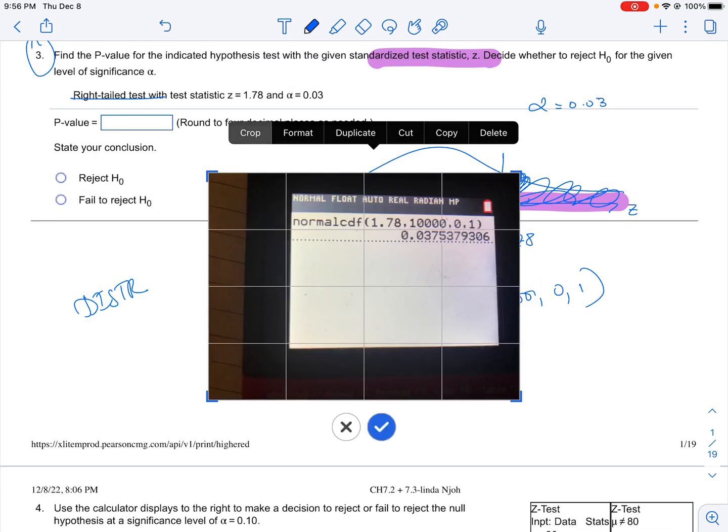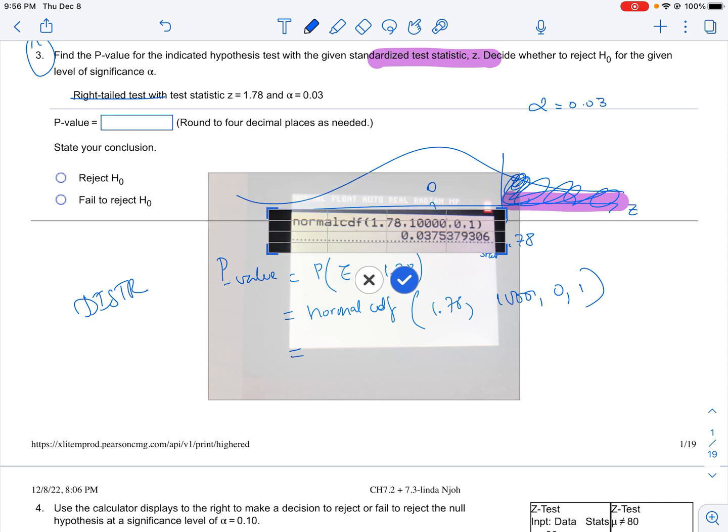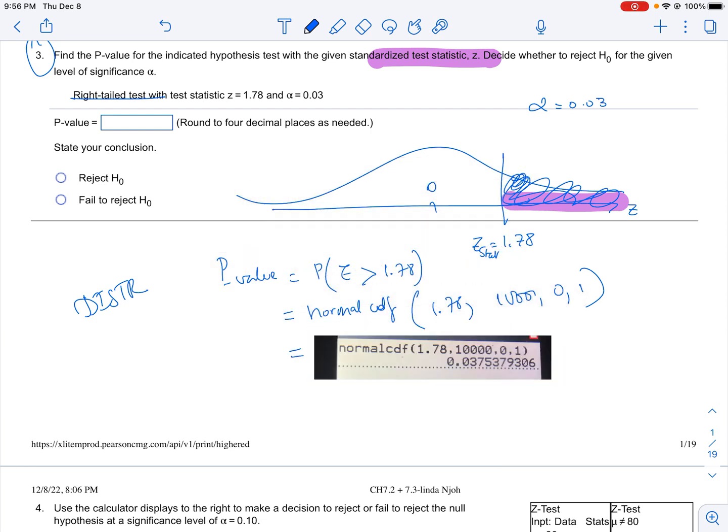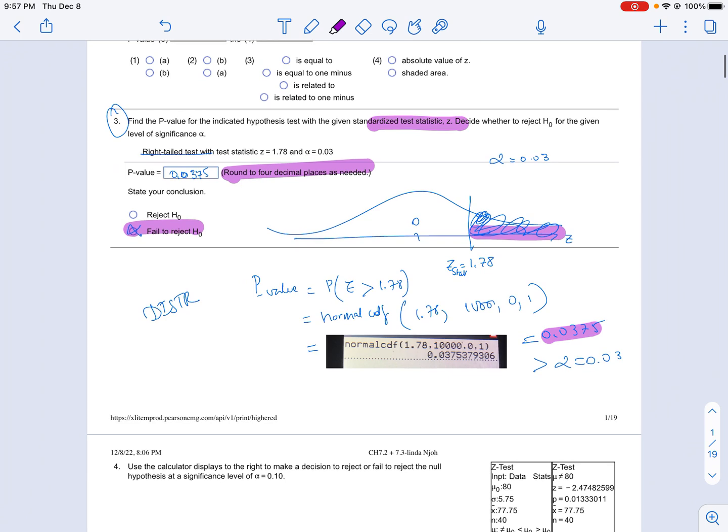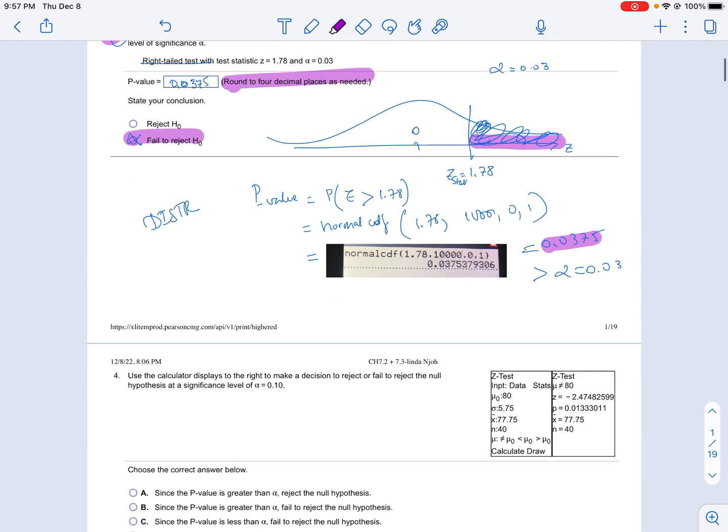So our p-value is 0.037, and that is greater than your alpha, which is 0.03. So we're going to fail to reject. It says round to 4 decimal places. We're going to fail to reject the null, since the p-value is greater than alpha. So this is one example. That's a freebie.